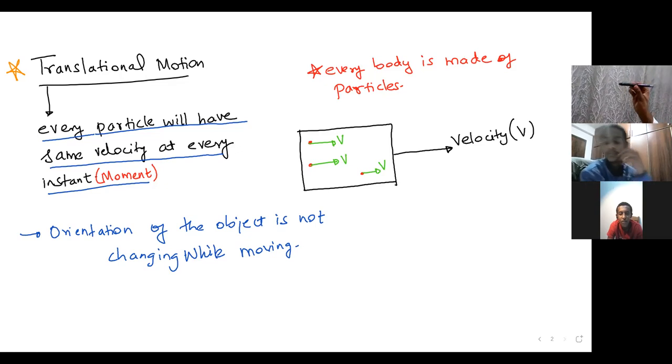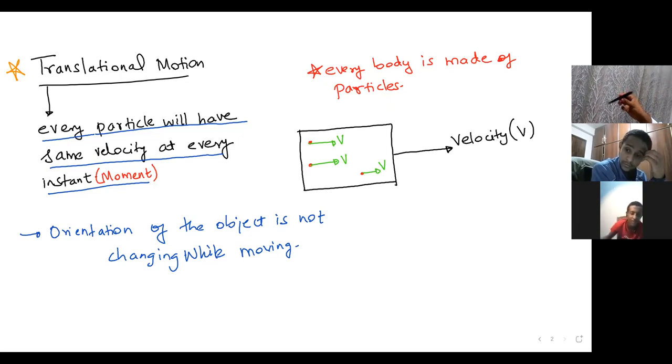Similarly, let's take this pen. Is it translational? Yes. See, its orientation is not changing, correct? But now is it translational? No. Its orientation is changing, isn't it? Perfect. Now, let us go ahead. I hope you understood what is translational, right?